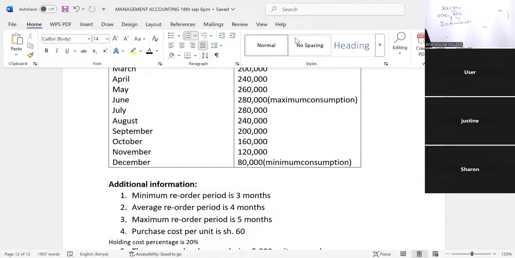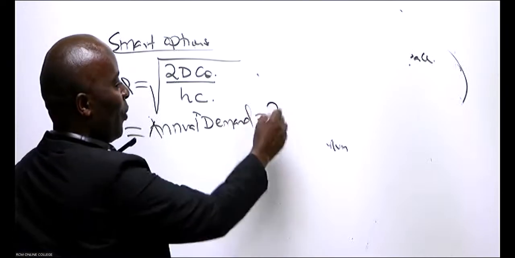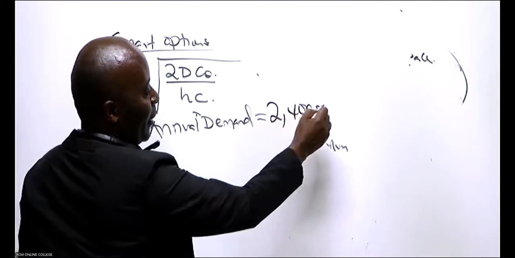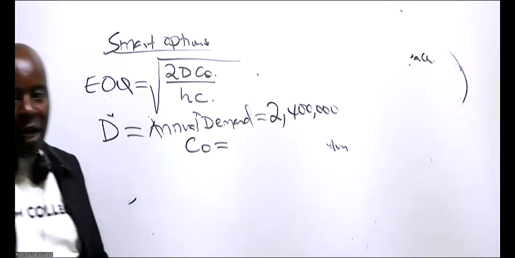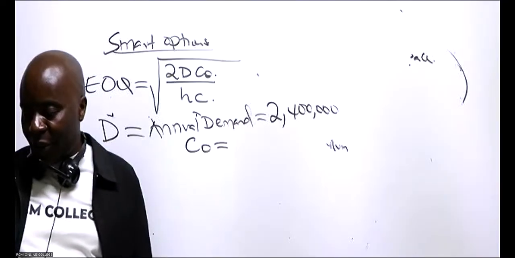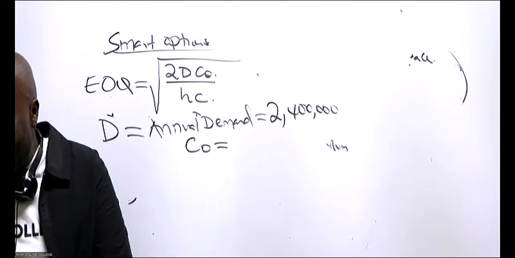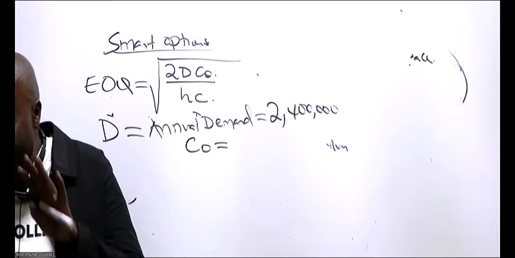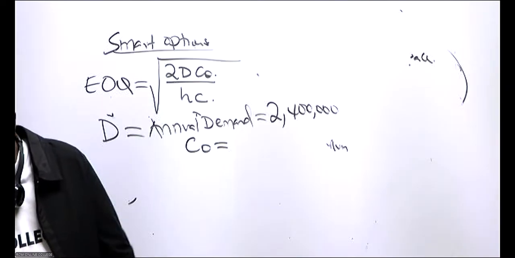So there is a good student here who is telling me, Mwalimu, annual demand, I can remember it. They are telling me that it was 2.4 million. Isn't it? So in this question, have they given me cost per order? Read the notes. Tell me whether you are able to see the cost per order. 40, great. Easy.